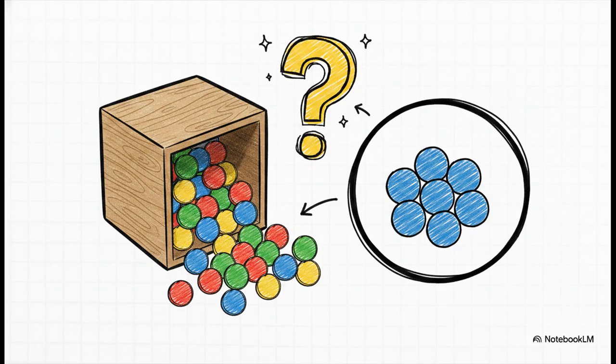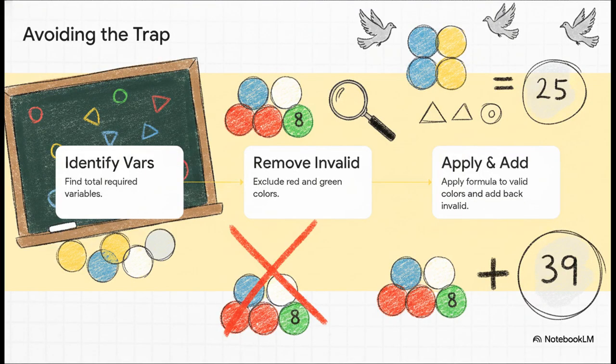Consider a box filled with 6 red, 8 green, 10 blue, 12 yellow, and 15 white balls. What is the minimum number of random picks required to guarantee you get 9 balls of the same color? Let's walk through it. Step 1, identify our variables. But wait, look at step 2. There are only 6 red and 8 green balls. They can literally never physically satisfy our goal of 9.